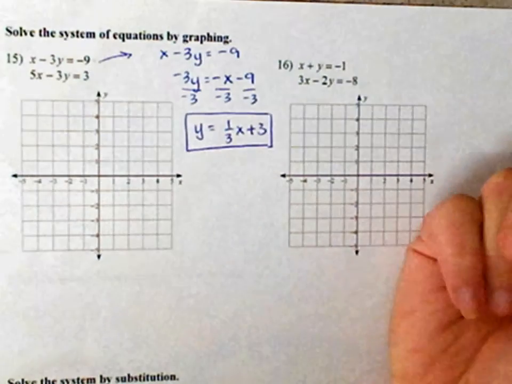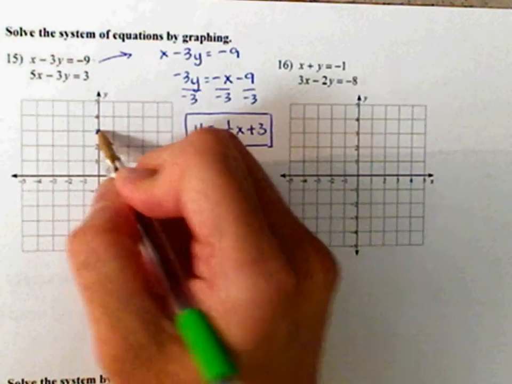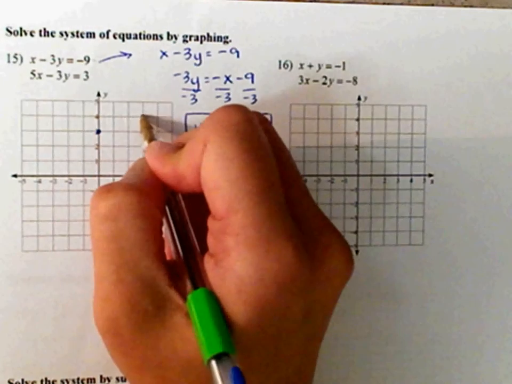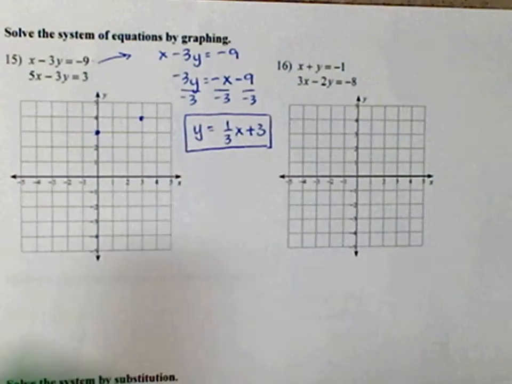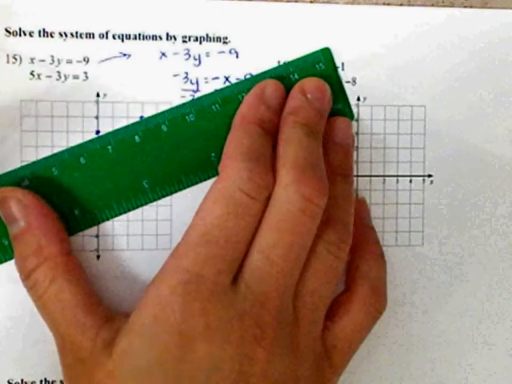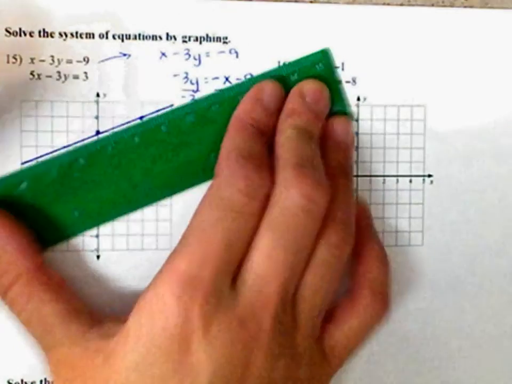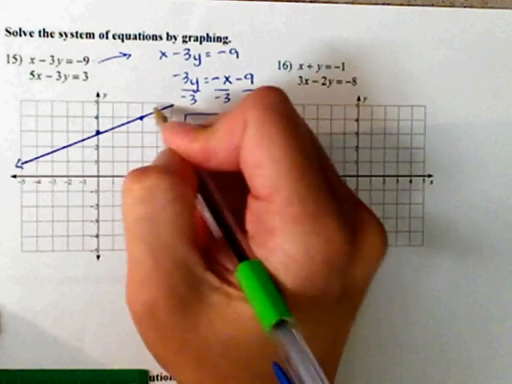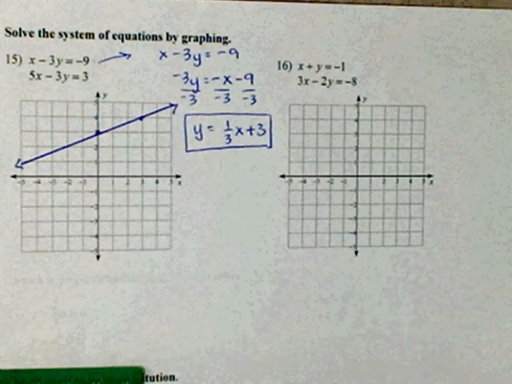There's your first line. So you are at 3. Slope is 1 up over 3. Okay? Connect those 2 points. And there you have that first one.